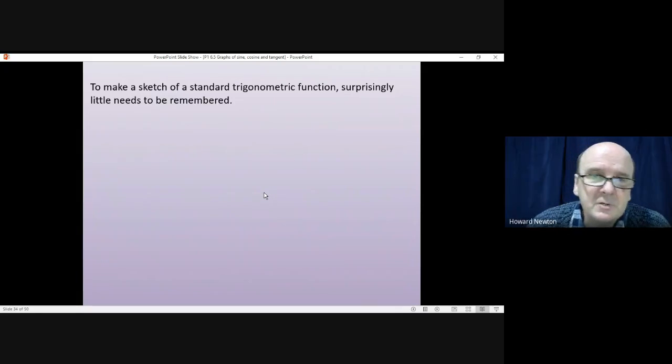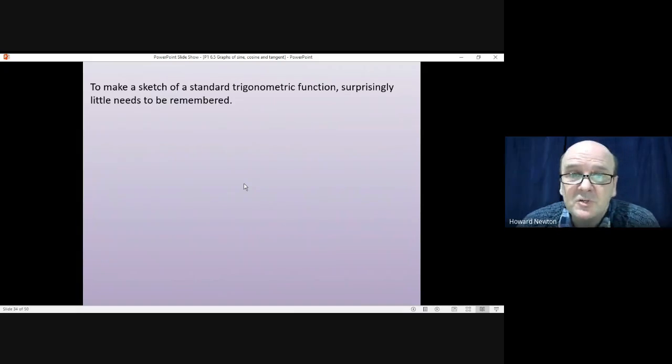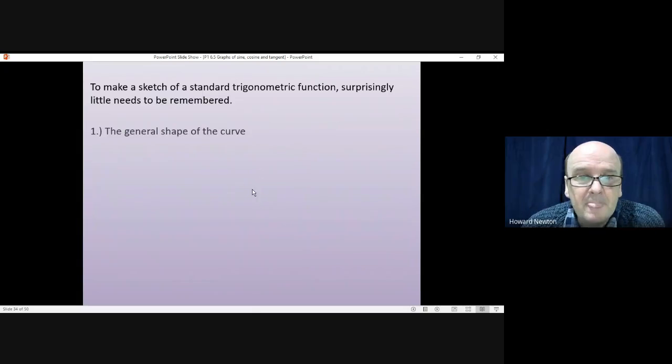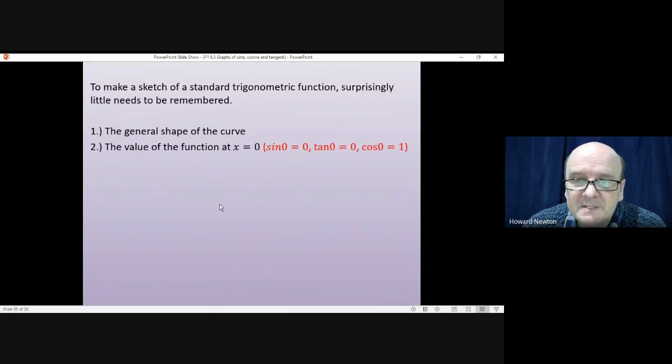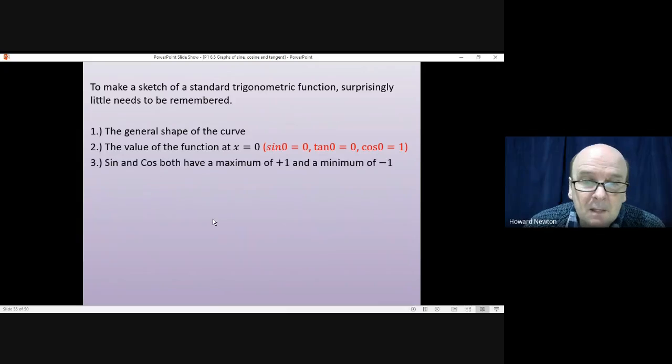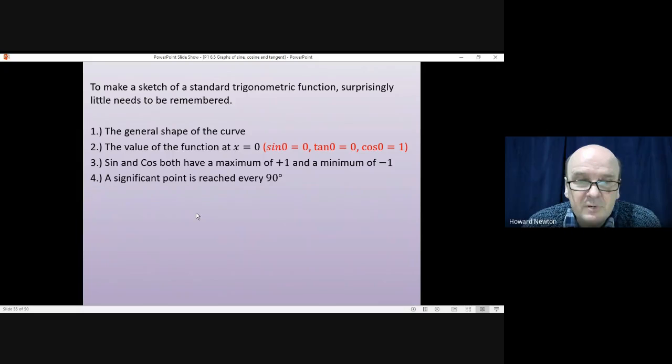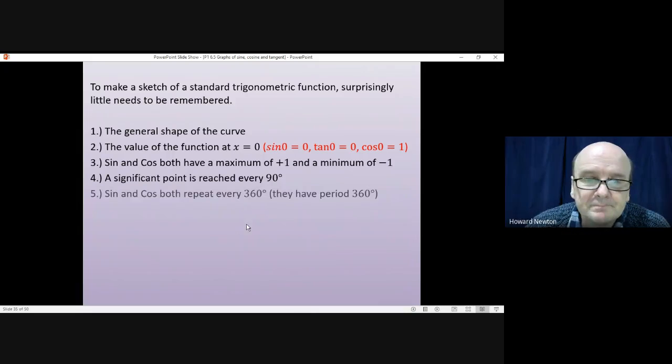So just to remind you, to make a sketch of a standard trig function, not much needs to be remembered. You do need to remember the general shape of the curve. You do need to remember the value of the function at x equals 0. And for sine, that's 0, for tan, that's 0, and for cos, it is 1. Sine and cos both have a maximum of +1 and a minimum of -1. In all three cases, you reach a significant point every 90 degrees. Now that either means an intersection point, a maximum, a minimum, or with tan it could be an asymptote.